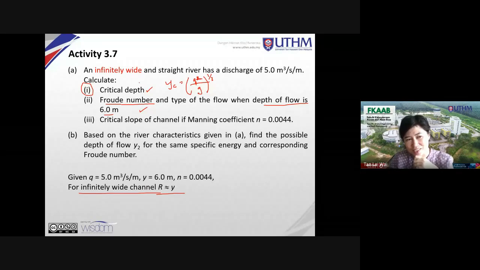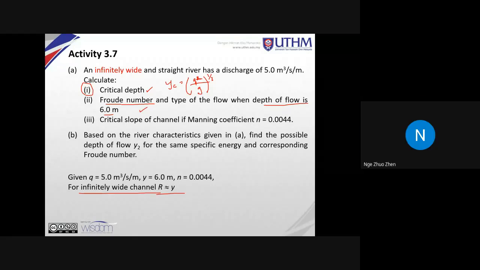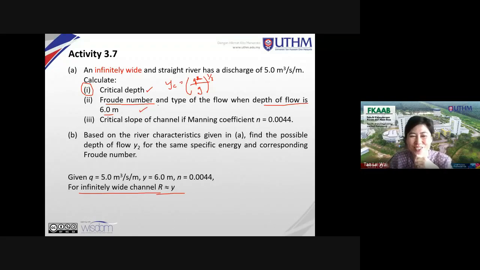Am I right? Because it's critical depth. Yeah. Okay, great. Actually, I just wanted to test you on that. You are expected to get 1, since it's critical flow. Okay, so find the critical slope of the channel if the Manning coefficient is 0.004. So you are using that expression that we have already come up with earlier.